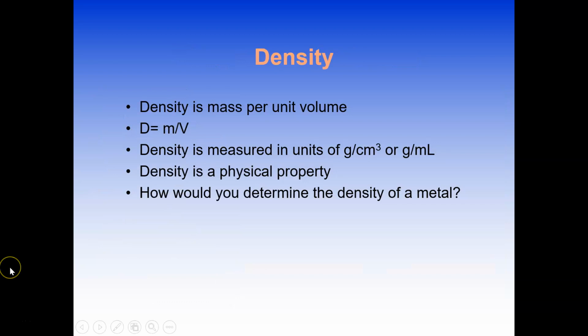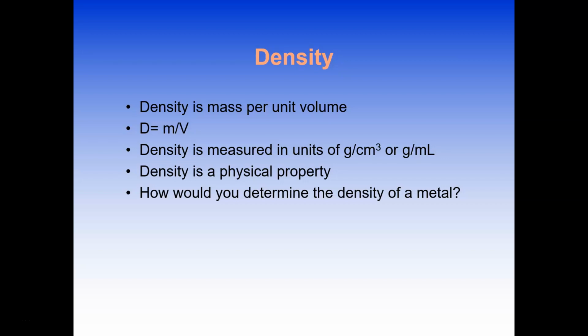So this brings us to density. Density is mass per unit volume, where the formula is D equals M divided by V. This means the density equals mass divided by volume. The units of density are either grams per centimeters cubed, meaning your mass was in grams and your volume was in centimeters cubed, or grams per milliliter, meaning your mass was in grams and your volume was in milliliters. Density is a physical property, meaning it is a property that we cannot change.